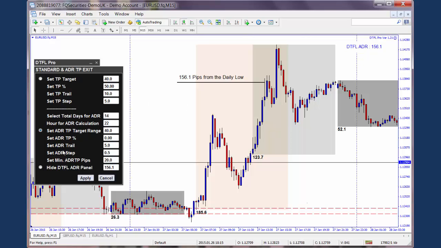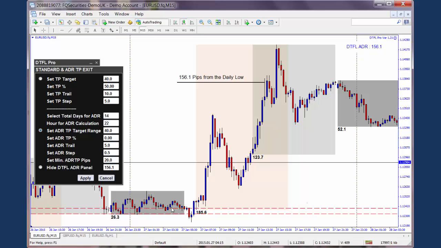Now we'll go on to how you use the ADR take profit for setting your exits. So first of all, a little bit of information about the ADR. When we're working out the ADR, in this case it's 156.1. Let's assume that's what it is for this day. So this is the Asian session.